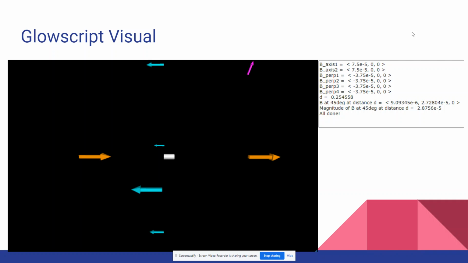As you can see, the magnitude for B at 45 degrees was 2.8756 times 10 to the negative 5th according to the Glowscript model, but it was measured to be 5.67 times 10 to the negative 5th in the data. This variation is understood, and the fact that they are within the same power of 10 shows that the data was mostly accurate for the lab, but there is always room for improvement.